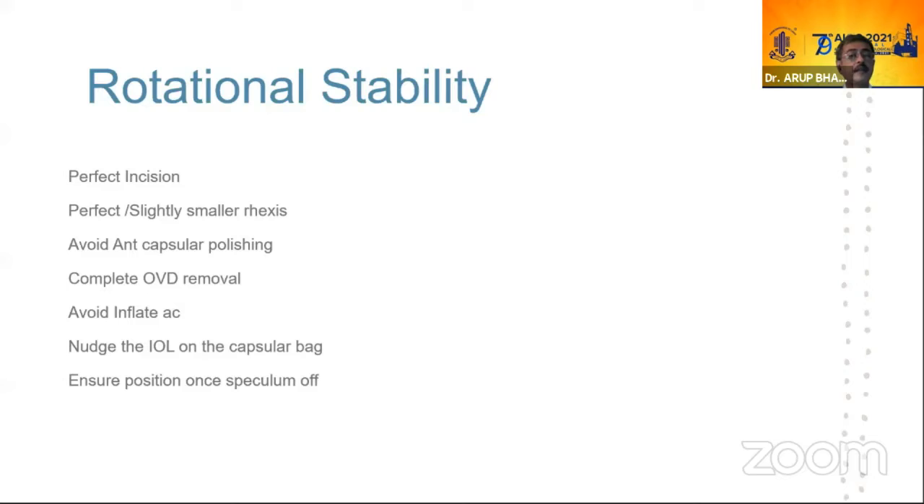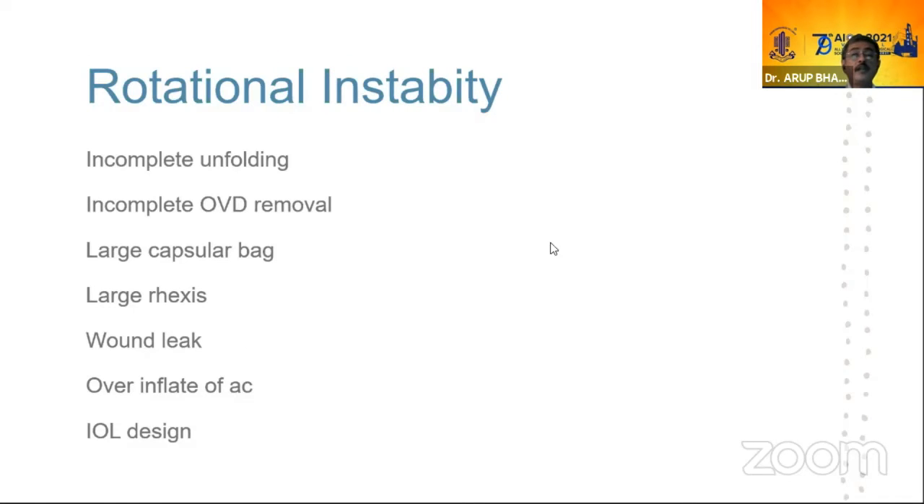A perfect incision, a relatively perfect size rhexis, slightly smaller rhexis, avoiding anterior capsular polishing, complete OVD removal, avoiding inflating the AC at the end, and ensuring the IOL position and capsular bag are right once the speculum is off. Rotation instability comes from incomplete unfolding. If you complete your case before the IOL unfolds, this is the most common cause. Incomplete OVD removal, a large capsular bag, a large rhexis, wound leak, and overinflation of the AC are very important factors that can rotate the IOL in the postoperative period.